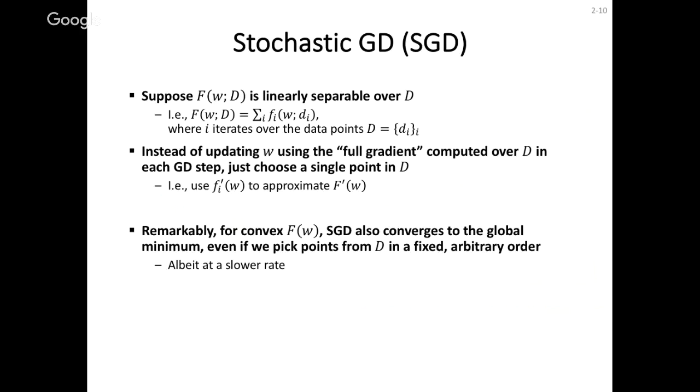And it actually works pretty well under certain conditions. So you'll also get converged to the global minimum, right? Even if you just pick an arbitrary order of points to process in the data set.